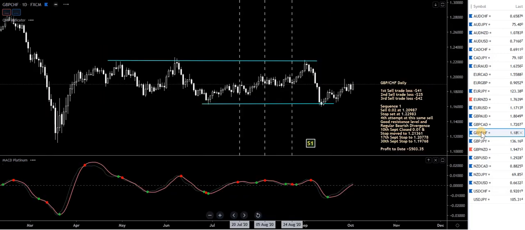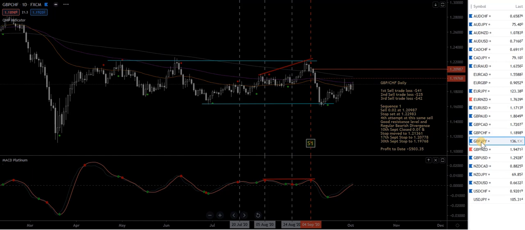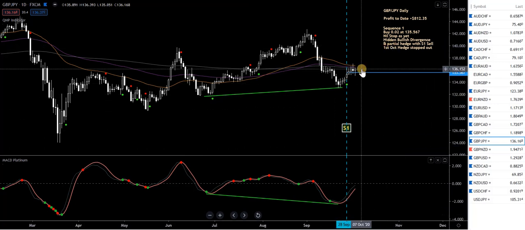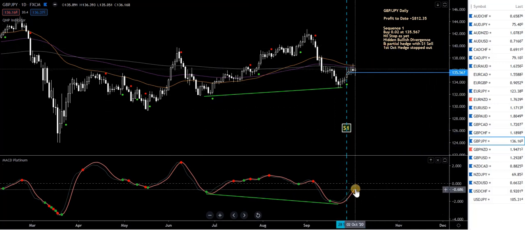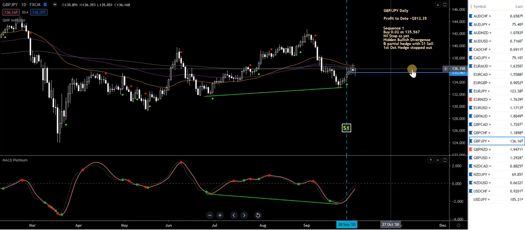Pound Swiss in a sell here. I close out my buy. We've got a stop in place, so we're locking in profit there, so it can't really go wrong. Good profit, so we're looking good there. Pound yen in a buy, again the old hidden bullish divergence there, it's obvious. You see my notes, no stop in place. MACD Platinum's getting closer to zero level, not yet. At least we're in profit a few pips, nothing to get too excited about.